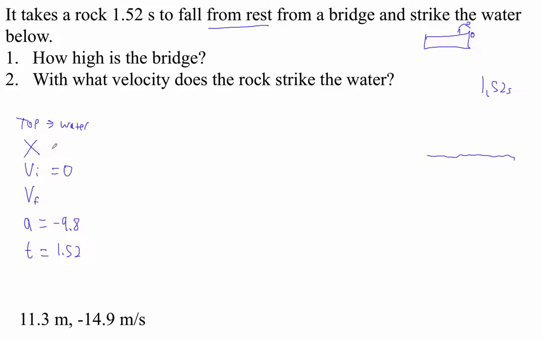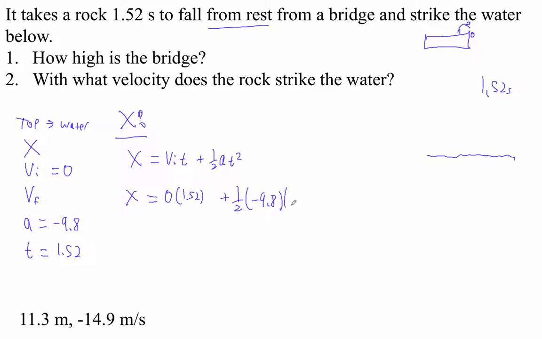Okay. So we can do this. How high is the bridge? I guess use no VF. We haven't used that. So let's find x. We're going to use this guy. X is VI t plus 1/2 a t squared. I'm so excited to use this formula. Okay, so let's see. X is 0 times 1.52 plus 1/2 negative 9.8 times 1.52 squared.